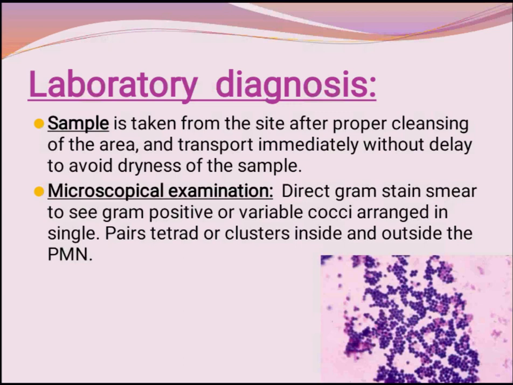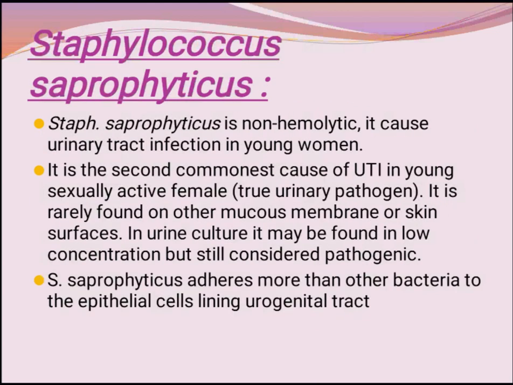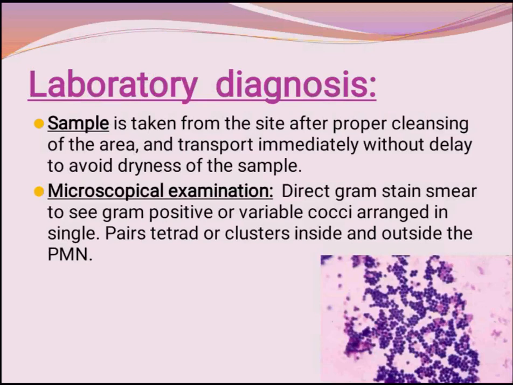Staphylococcus saprophyticus mainly causes urinary tract infection. It has an adherence capability to the epithelial cells lining the urogenital tract. It also does not secrete toxins and enzymes. So it's important to diagnose the staphylococci and to identify the species to know the treatment for each condition.